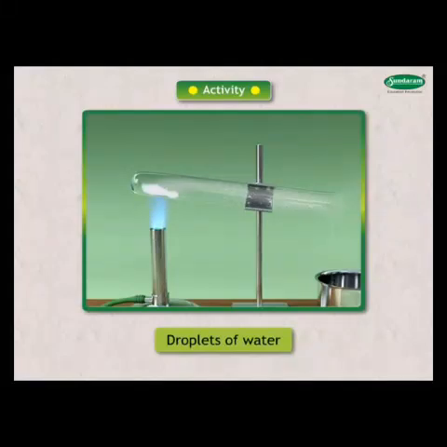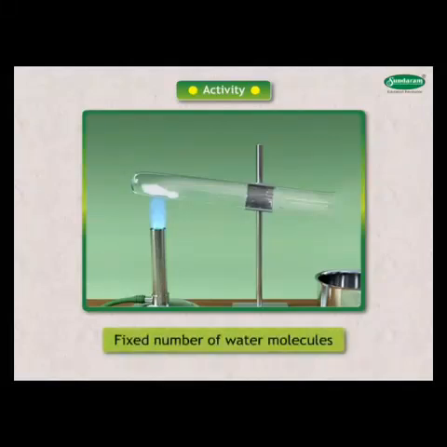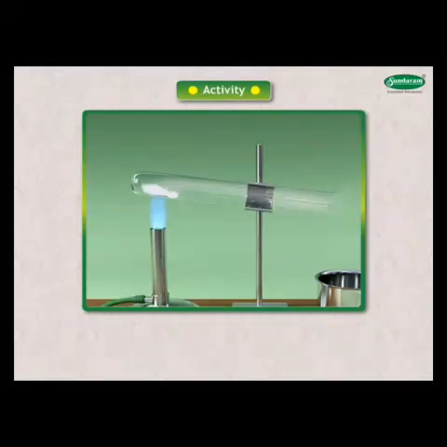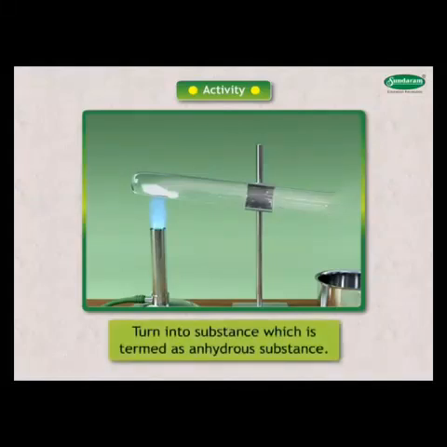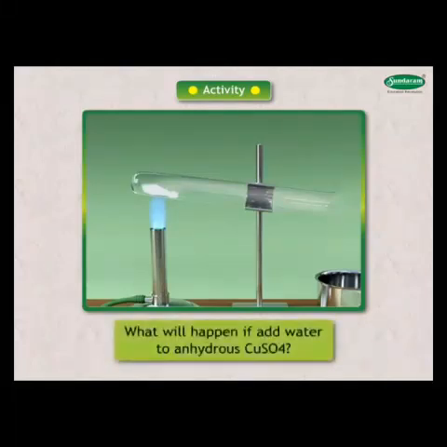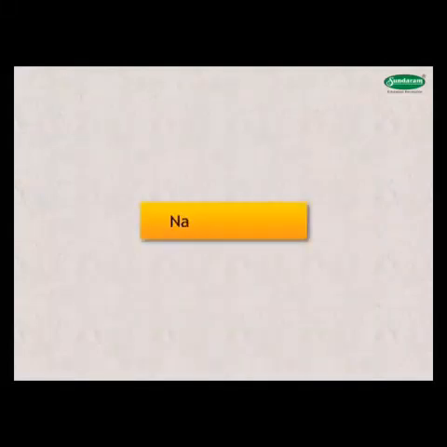The droplets of water you observe on the sides of the test tube are known as water of crystallization. They are the fixed number of water molecules present in the crystal structure. On heating or on exposure to air, salts lose water of crystallization and turn into a substance which is termed anhydrous substance. What will happen if you add water to anhydrous CuSO4 in the above activity? Now you would be able to understand why we write the formula Na2CO3 10H2O.